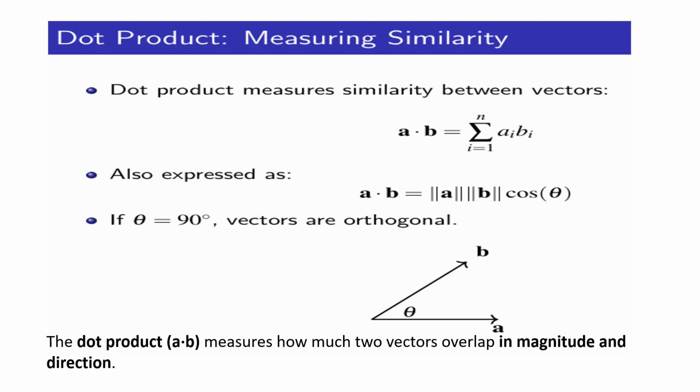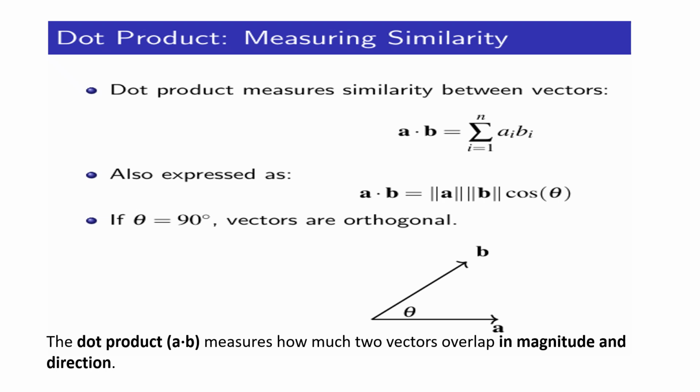The second technique that we use is by measuring the cosine similarity. So first, let us look at what this dot product is. It measures the similarity between vectors, and we have a formula to compute it: A dot B is equal to the sum from i equal to 1 to n of ai bi. This is the algebraic representation of the dot product, and it can also be represented geometrically.